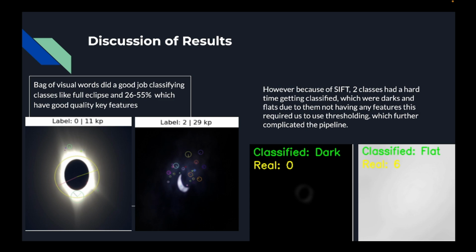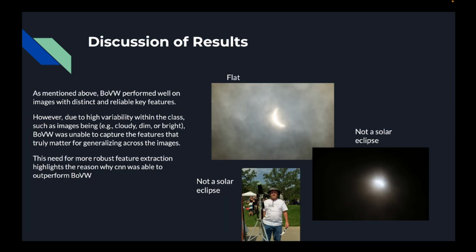pipeline with using thresholding. As mentioned above, bag of visual words performs well on images with distinct and reliable key features. However, due to the high variability within this class, such as images being cloudy, dim, or bright, bag of visual words wasn't able to capture features that truly mattered for generalizing across the images. This need for more robust feature extraction highlights the reason why CNN was able to outperform bag of visual words.